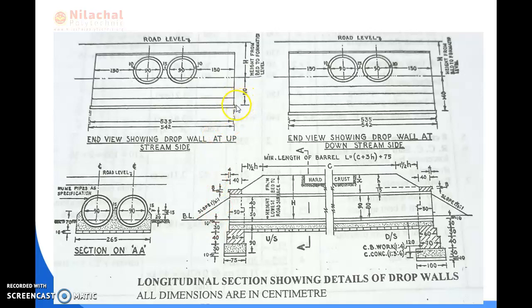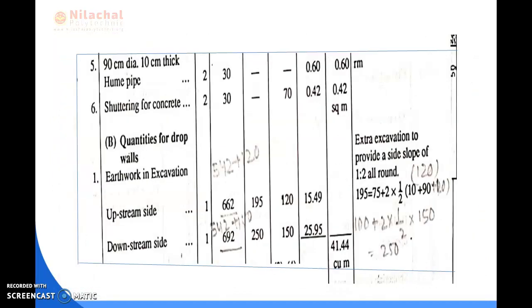110 from which place? From the top of the swelling to the bed level is 110, plus the swelling thickness 10. The total distance of excavation is 120. Then we put here the height of excavation for the upstream side as 120 centimeter. Clear? Then we consider the breadth part and the length part also.